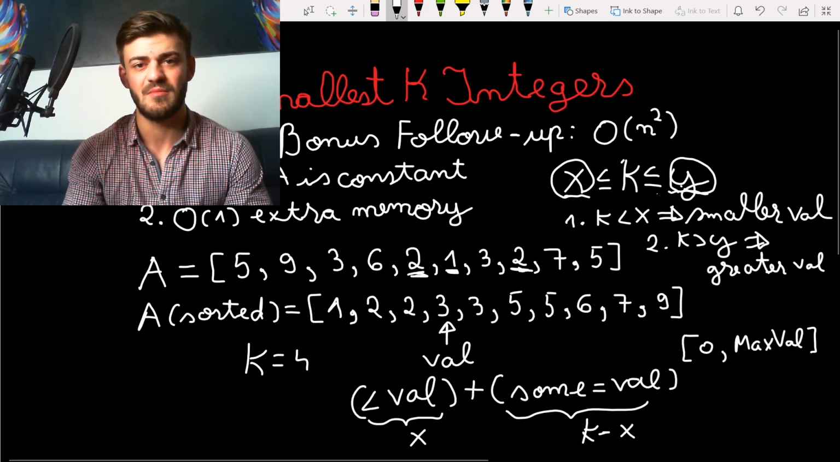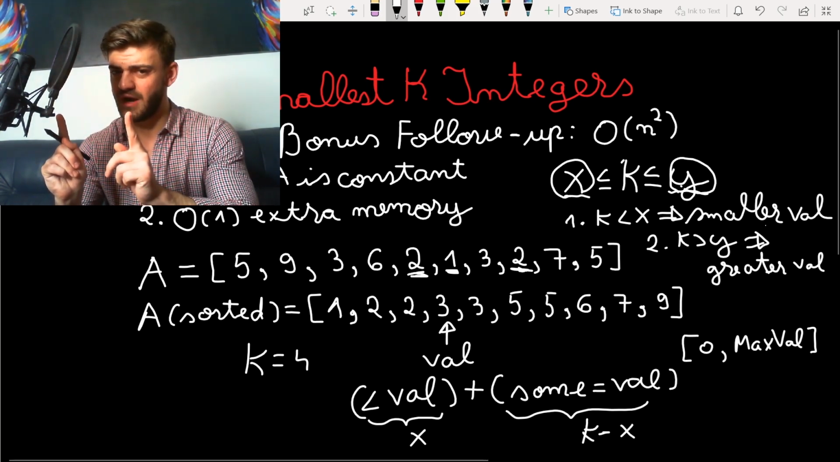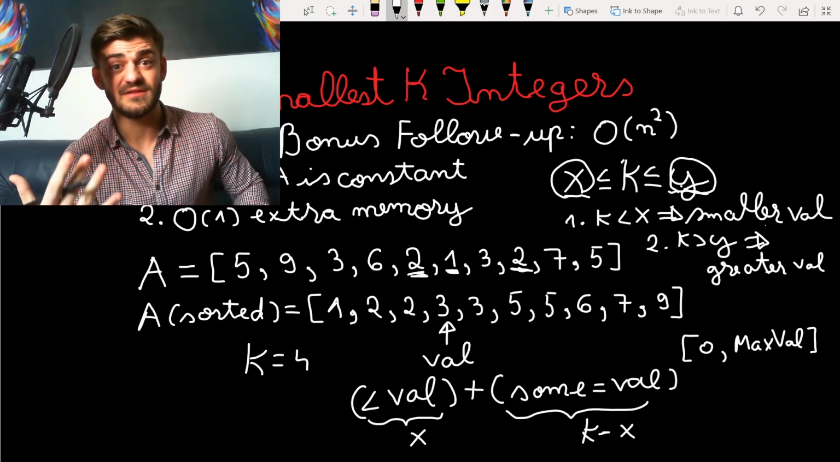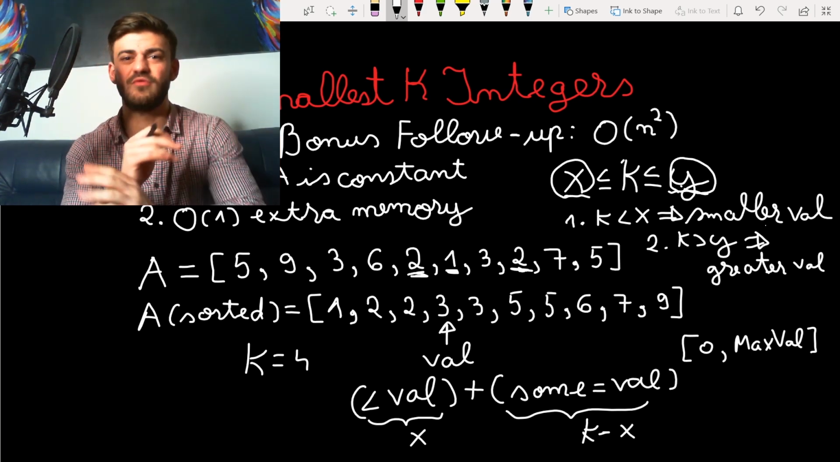If k is between them, we found our solution. If not, we either search for a smaller val, which means the right pointer in the binary search is going to be equal to middle minus 1, and if k is greater than y, our solution is greater. So we will take the left pointer and move it to mid plus 1.